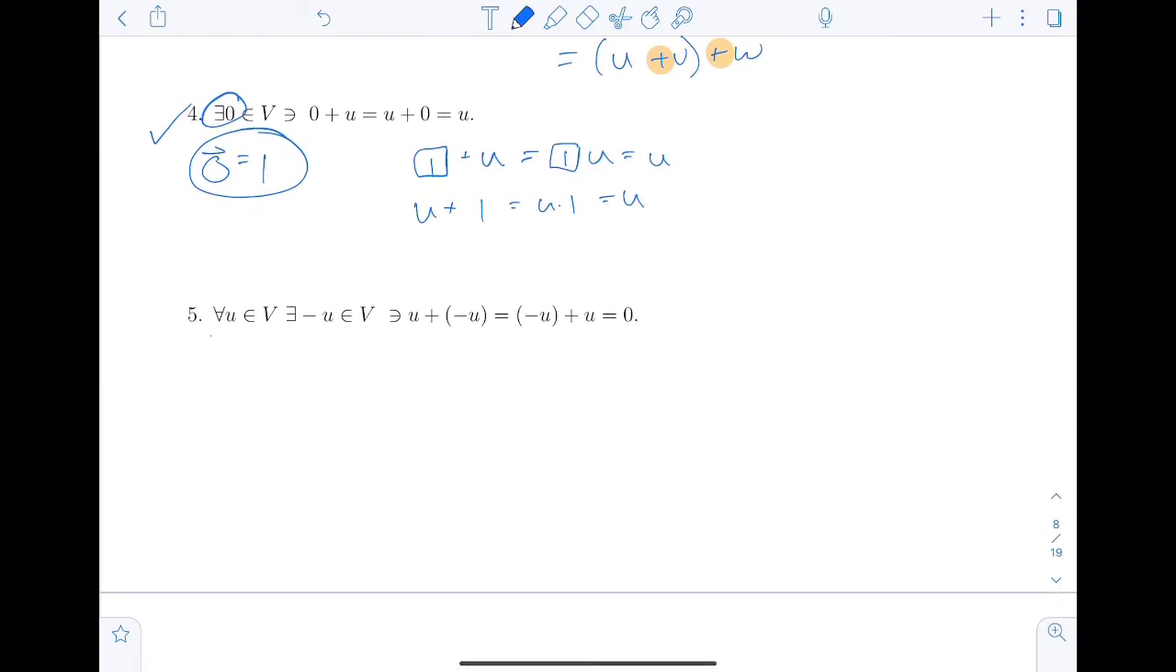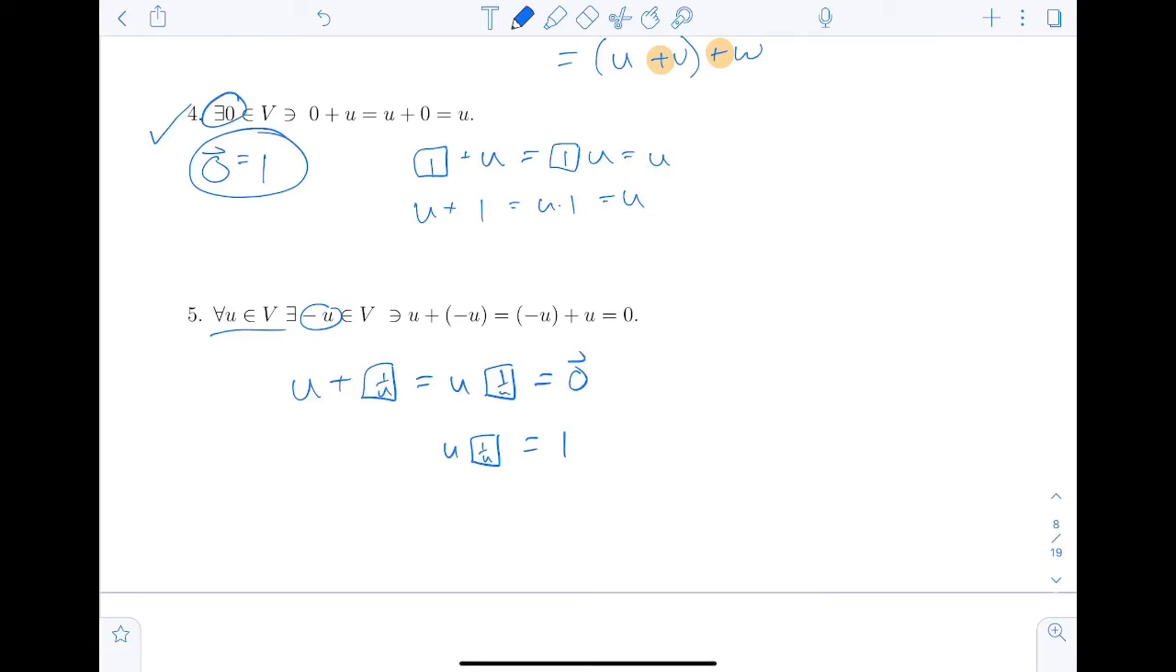Now, for every u, there's a minus u. So if I take a u and add it to something else, I know that's going to be u times the thing, and I have to get the 0 vector. That means u times that thing is equal to the number 1. So what is that thing? Well, that thing is 1 over u, right? 1 over u times u is 1. So the additive inverse is 1 over u.